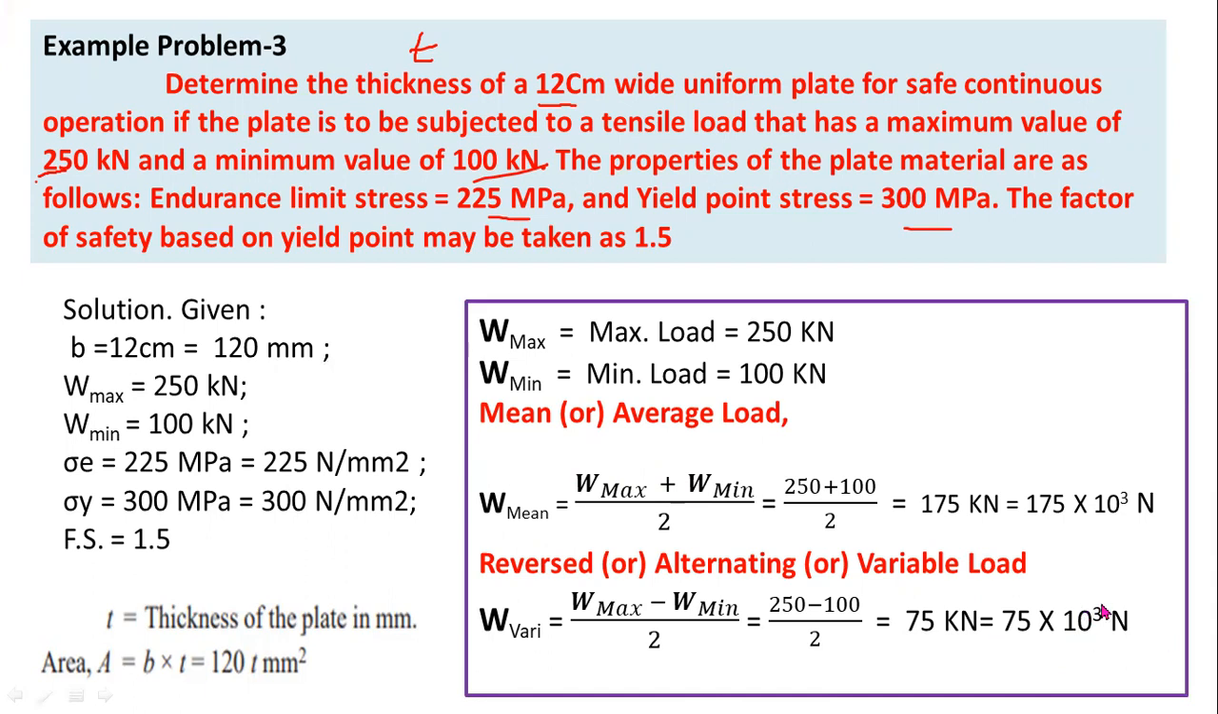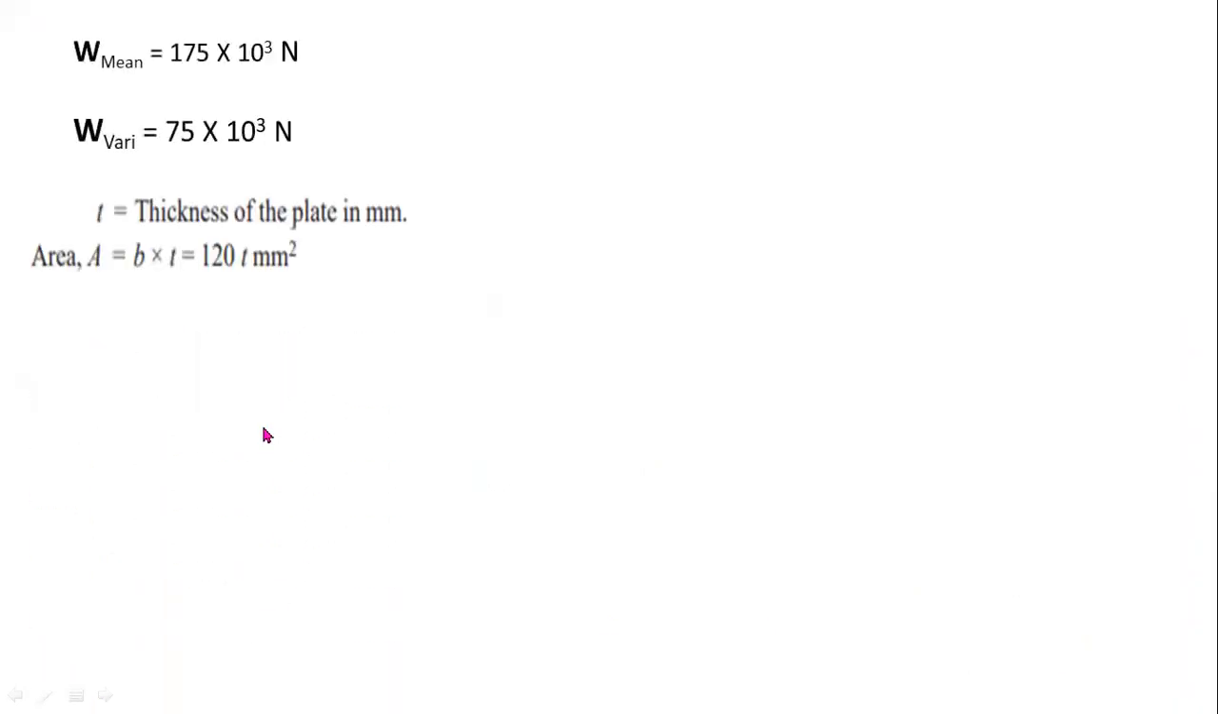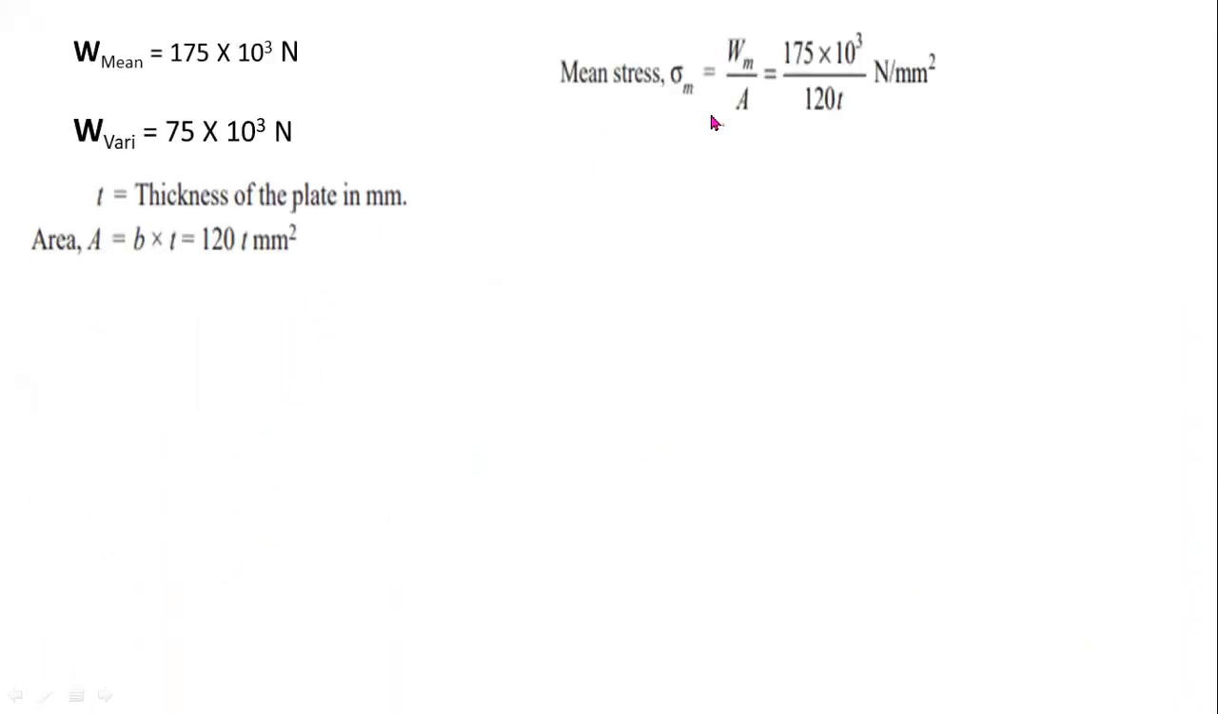Now you have to find out the value of mean and variable stresses. Mean stress equals mean load by cross section area. Here the cross section area is 120 into T. Mean load equals 175,000 newtons. Now variable stress, sigma V, equals variable load by cross section area. Variable load is 75,000 and cross section area is 120 T. From these two values, you have to find out the suitable size of the thickness.